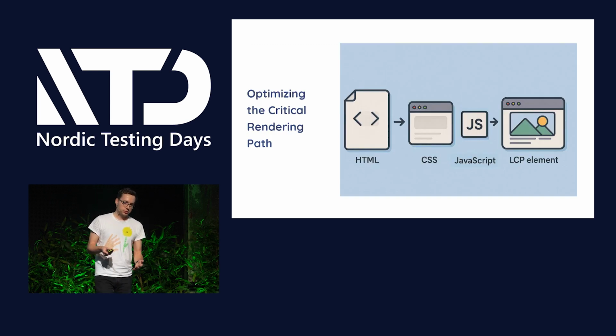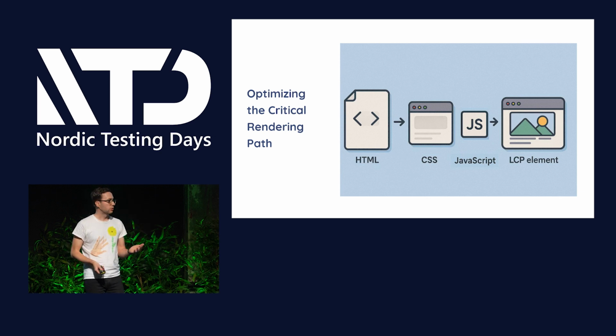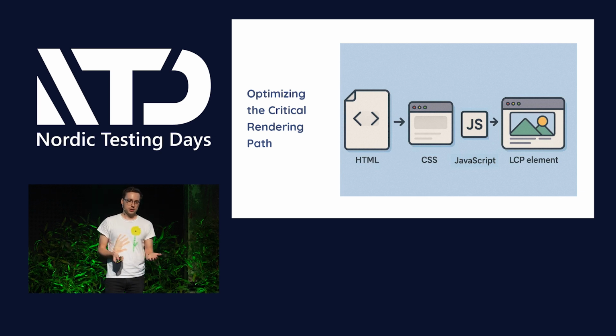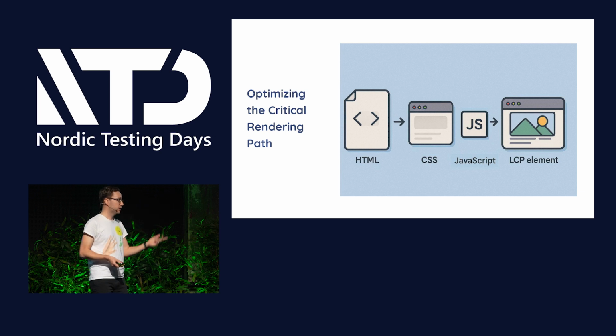So to make it faster, you need to know how to optimize the critical rendering path of the image. In this case, it was an image, but it can sometimes be a block of text or a video. So you need to first identify what the LCP elements are on your pages, and then dig deeper to understand how to optimize for them.